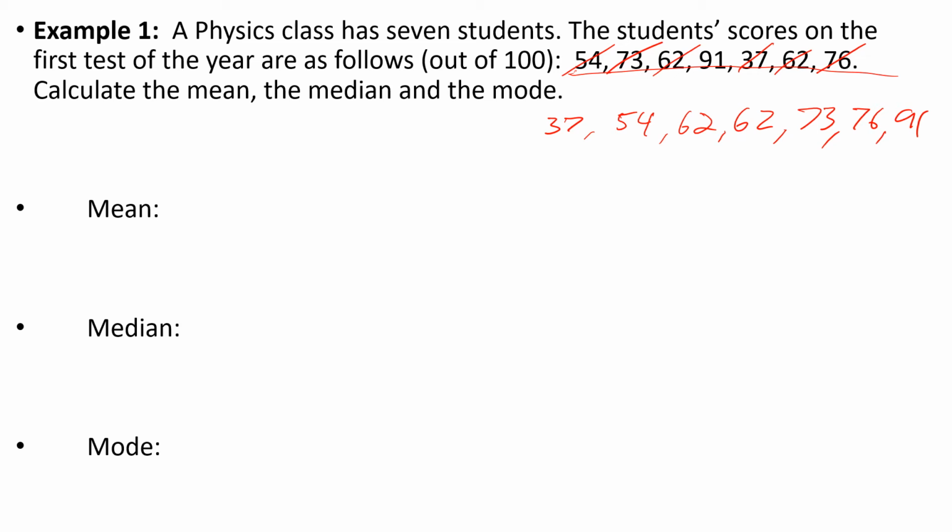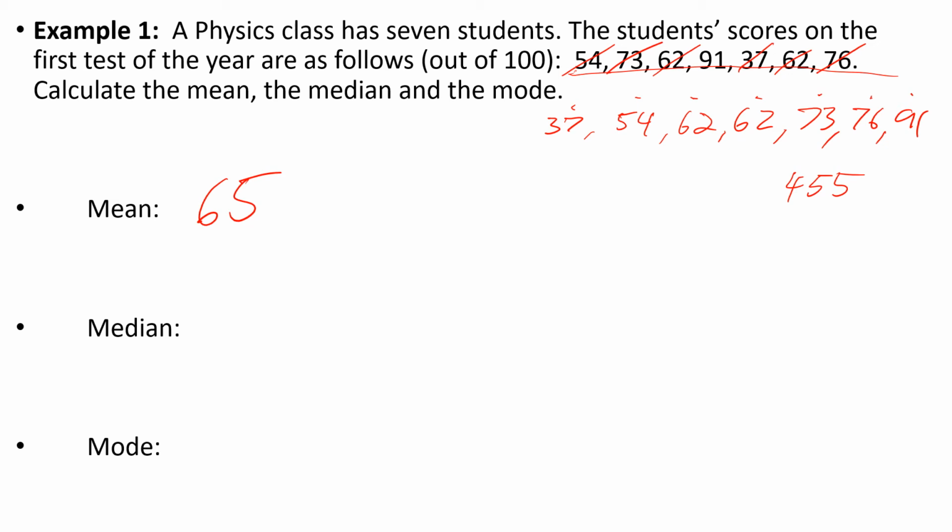Okay, so my next thing is that I'm going to calculate the mean first. So I'm going to add these numbers up: 37 plus 54 plus 62 plus 62 plus 73 plus 76, and then plus 91. And I get a total of 455. And it did say 7 students: 1, 2, 3, 4, 5, 6, 7. So I'm going to divide by 7 to find out the average. And it says my average is 65, so my mean is 65.